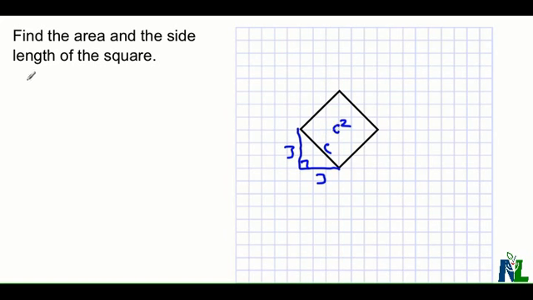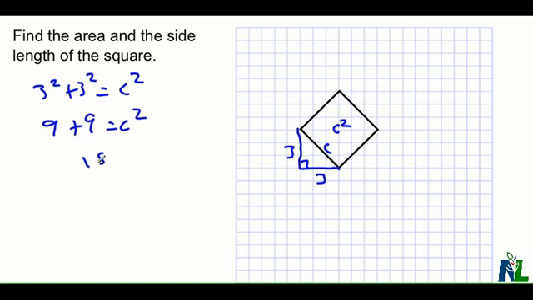So let's set up our Pythagorean theorem. Leg squared plus leg squared, 3 squared plus 3 squared will equal the hypotenuse squared. So 3 squared, 3 times 3 is 9. So I have 18 equal to C squared. So the area of the square is 18 units squared. The side length is going to be the square root of 18. Okay, so this here was the area of the square.